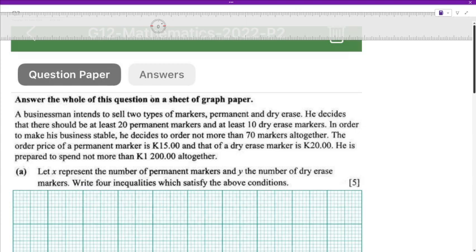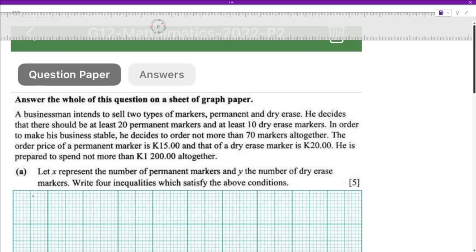Answer the whole of this question on a sheet of graph paper. A businessman intends to sell two types of markers, permanent and dry erase. He decides that there should be at least 20 permanent markers and at least 10 dry erase markers. In order to make this business stable, he decides to order not more than 70 markers altogether. The order price of a permanent marker is 15 kwacha and that of a dry erase marker is 20 kwacha. He is prepared to spend not more than 1,200 altogether. Let X represent the number of permanent markers and Y the number of dry erase markers. Write four inequalities which satisfy the above conditions.